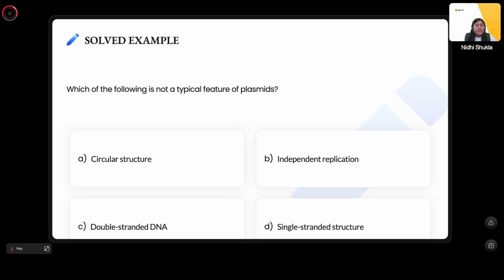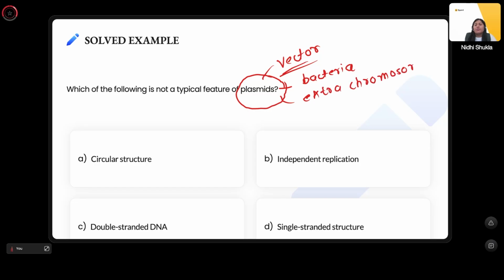Now let us look at next question. Which of the following is not a typical feature of plasmids? Okay, so plasmids are very commonly used vectors, and plasmids have some qualities. What are those qualities? First of all, plasmids are always found in bacteria. Then they are extra chromosomal DNA. Okay, they are extra chromosomal DNA, and also they are double stranded as well as circular. So these are the four qualities which are present in plasmid.